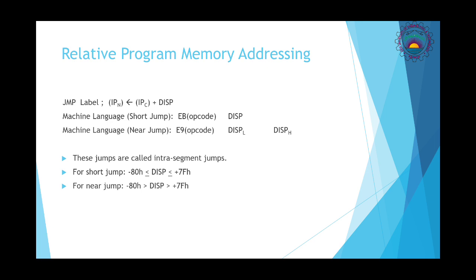Or you may say that displacement may not be written in 1 byte. 2 bytes are required for storing displacement. So your jump will be stored as a near jump. Opcode for near jump is E9, and then you will be storing lower byte for displacement. Then you will be storing higher byte for displacement. So your near jump instruction will be of 3 bytes, while short jump will be of 2 bytes.